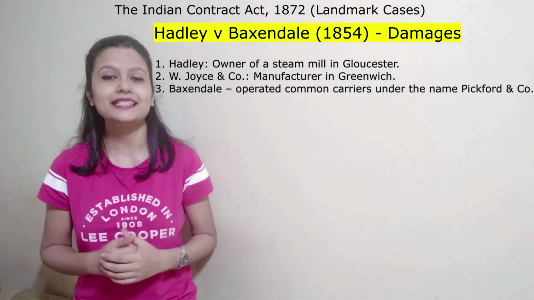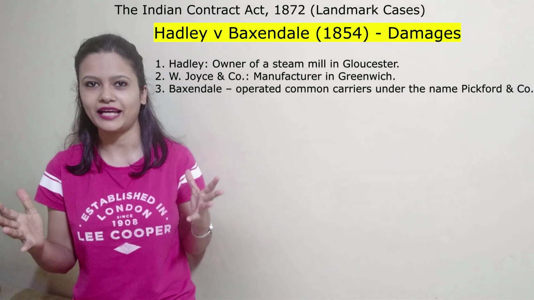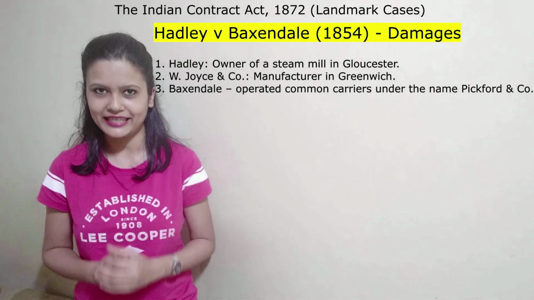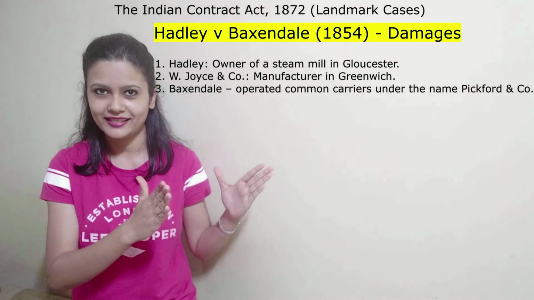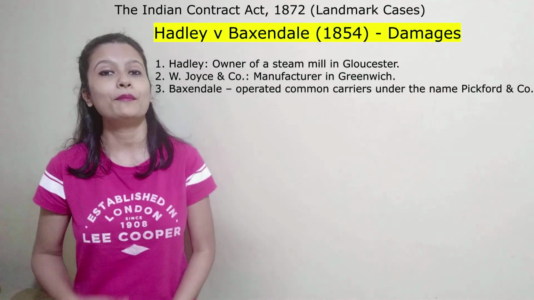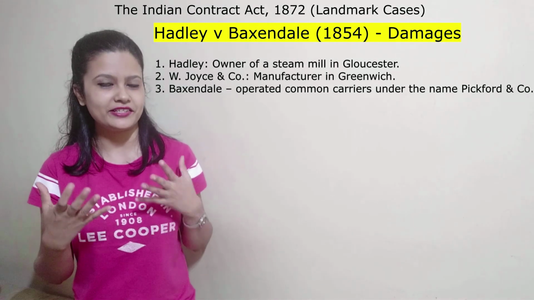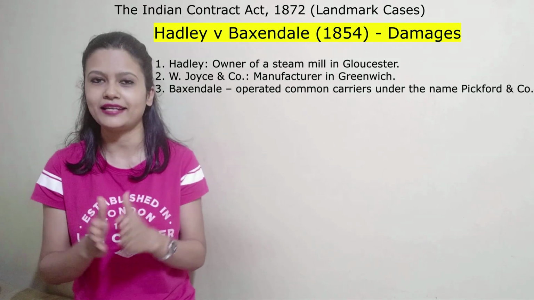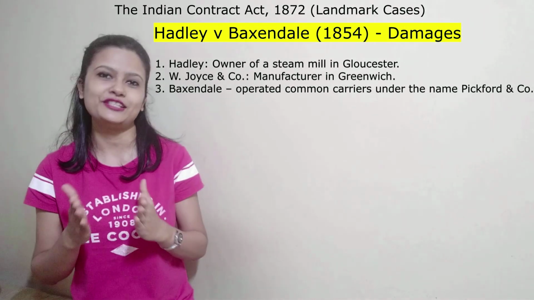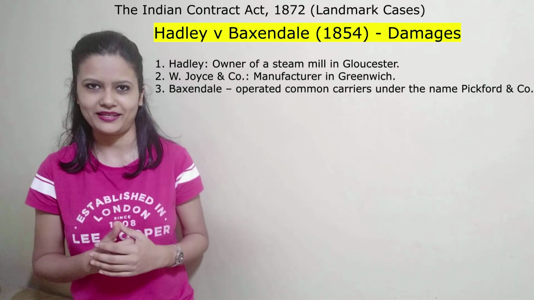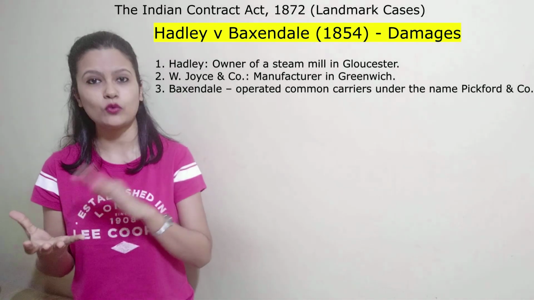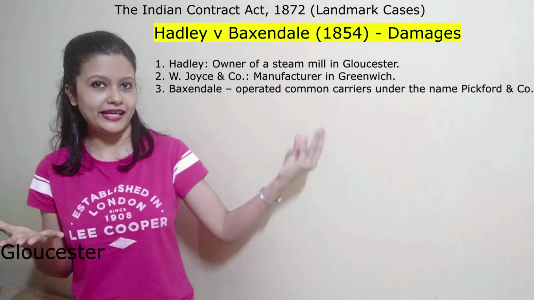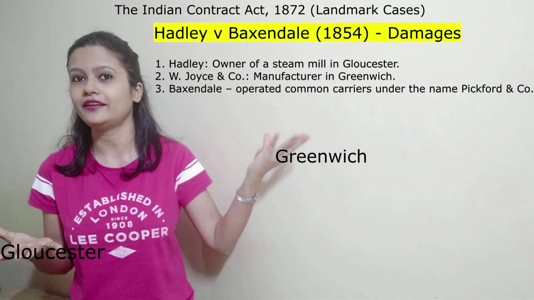So what Hadley did is he contacted the manufacturers of that engine, W. Joyce and Company in Greenwich, and the manufacturers agreed to get a new crankshaft made from the pattern of the old broken one. But to start with this process, the engineers needed the old broken crankshaft so that they can ensure that the new one is of the perfect size and that it fits well with the other parts of the steam engine. So Hadley had to transport his old broken crankshaft from his mill in Gloucester to the place where the engineers will make the new crankshaft in Greenwich.